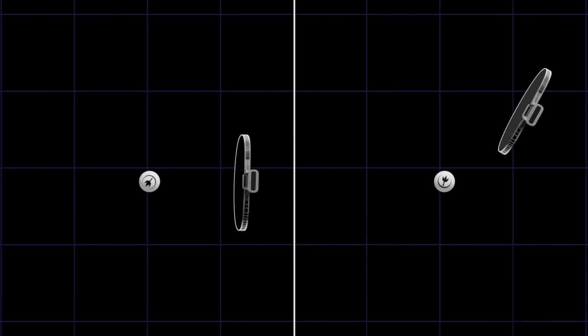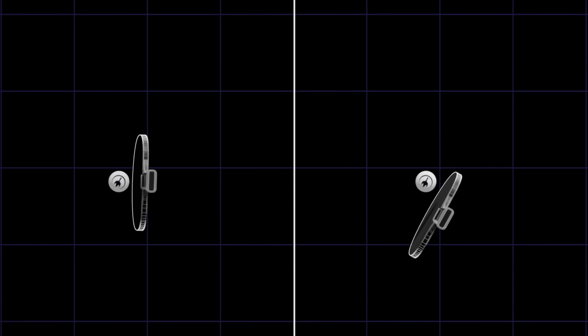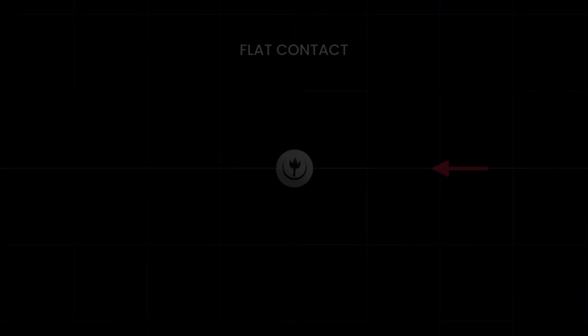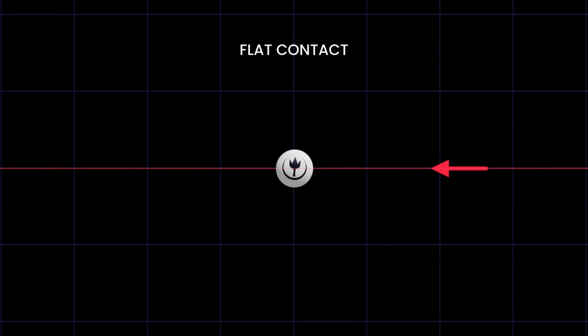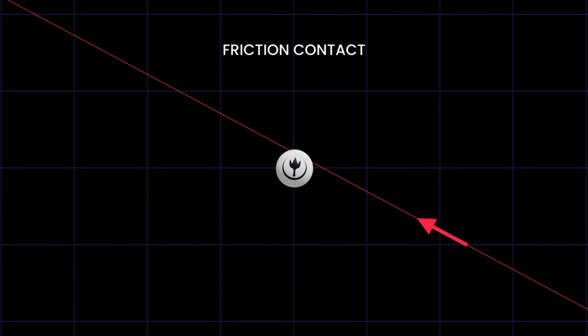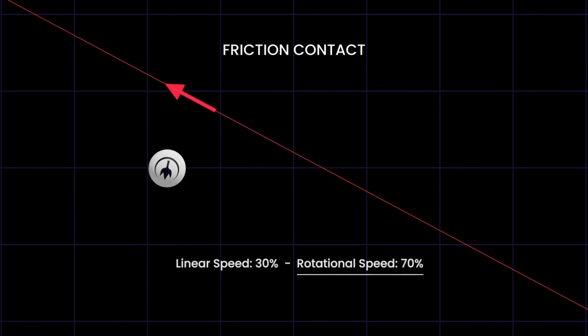In table tennis, we can mainly distinguish between two types of contact: flat contact and friction contact. Flat contact occurs when the force is applied directly toward the center of the ball, transferring almost all the energy as linear speed. This makes the ball travel quickly but with little or no spin. On the other hand, in friction contact, the force is not directed toward the center of the ball but rather brushes against it, generating torque and transferring less linear speed and more rotational speed.